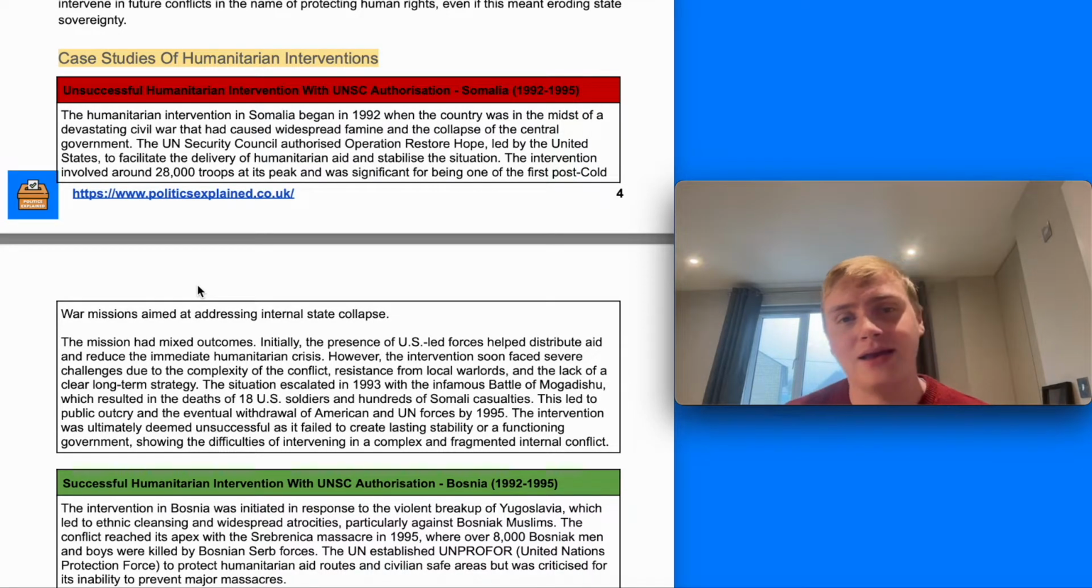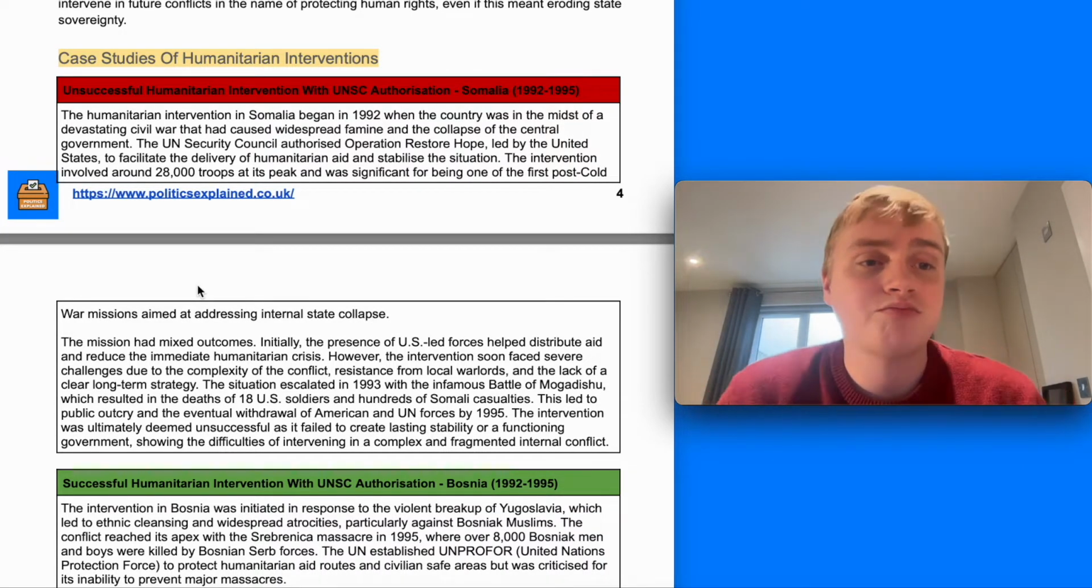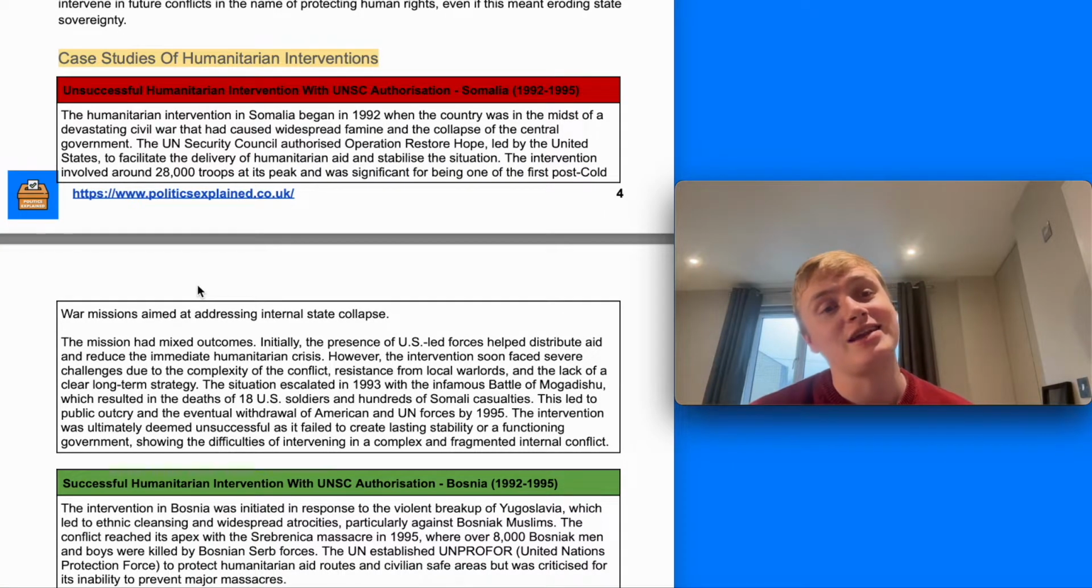What I'd really recommend is picking some of the successful ones and some of the unsuccessful ones, which I've colour-coded, and you'll obviously know as I explain them as well. So the first key intervention was in Somalia, and this can be seen as an unsuccessful intervention.